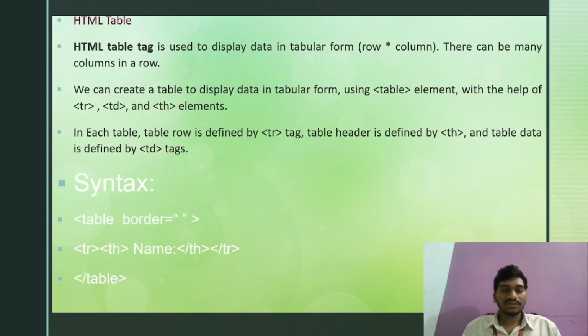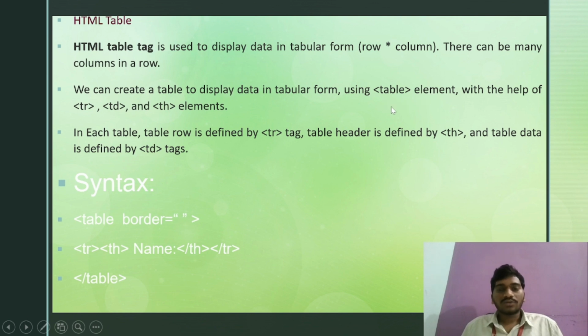Next, we're gonna discuss the HTML table. The HTML table tag is used to display data in tabular form, that means in a combination of rows and columns. There can be many columns in a row. As I said before, a table is the combination of rows and columns, so there may be a number of rows and columns in a table that can store the information. We can create a table to display data in tabular form using the table element.